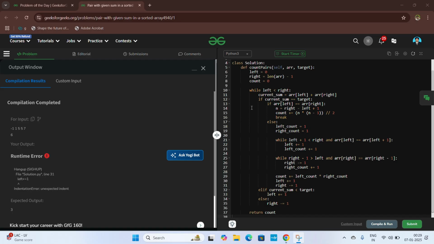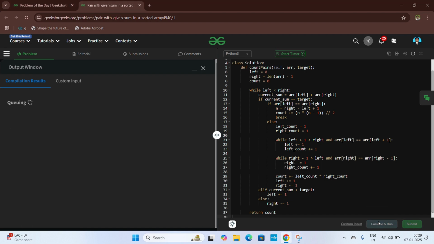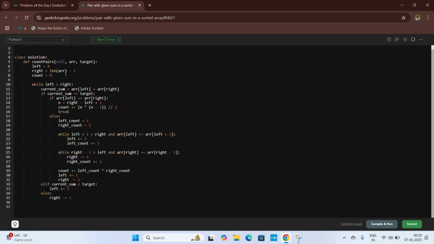Yes, we solved the error, and now the code compiles. We will check for the output. It is running. Yeah guys, the code ran, with our inputs and our output is 3. Okay guys, note it. This is today's solution for our GeeksforGeeks daily challenge.